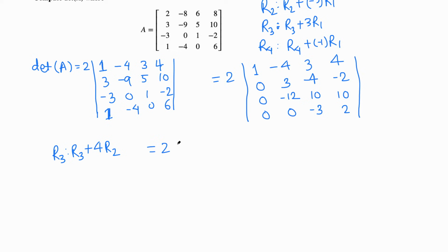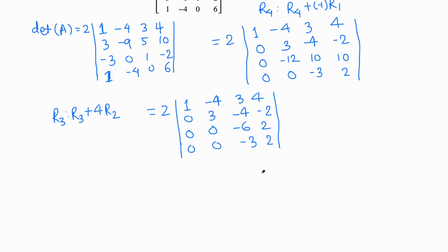So this is 2, not doing anything on R1: 1, -4, 3, 4, not doing anything on R2: 0, 3, -4, -2. Now 0, since we are using R2: 0, -12 plus 12, 0, 10 plus -16, -6, 10 plus -8, that's 2. And the last row is 0, 0, -3, 2.